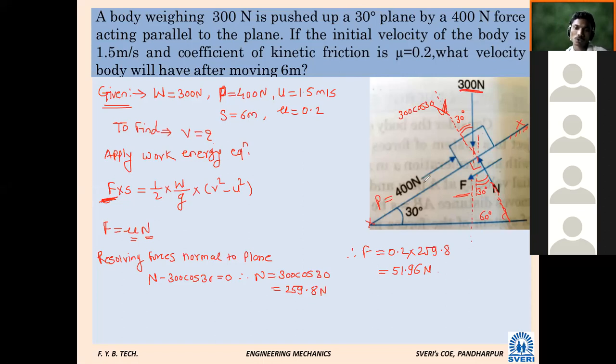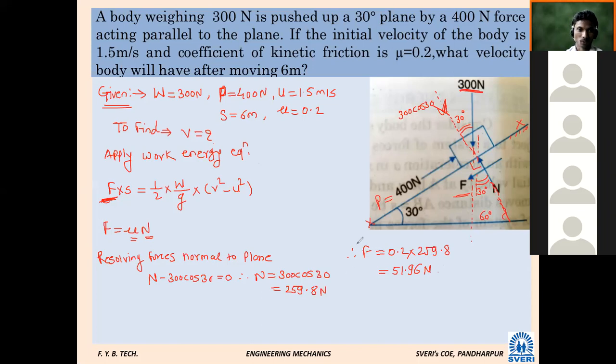Can we resolve N along the plane? N is acting perpendicular to the plane. What will be its component along the plane? Simple, zero. It will be 0, so it will not come.